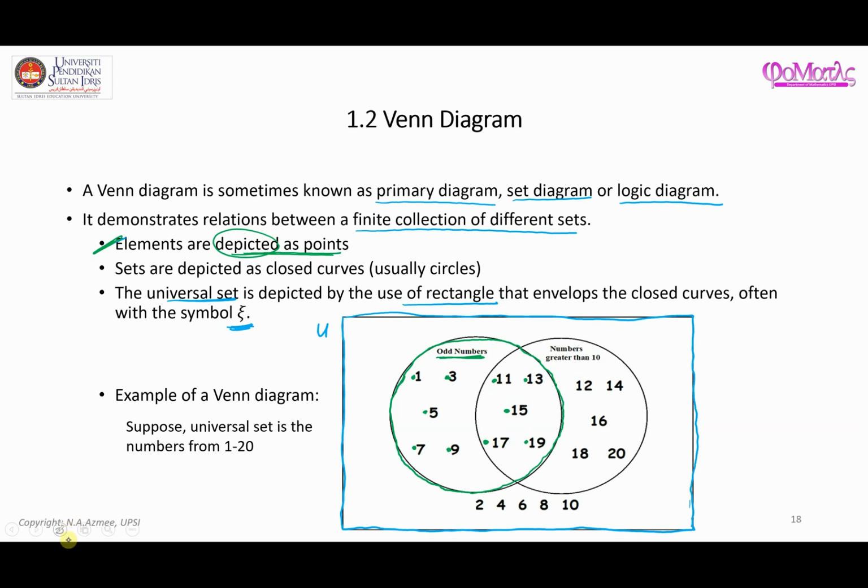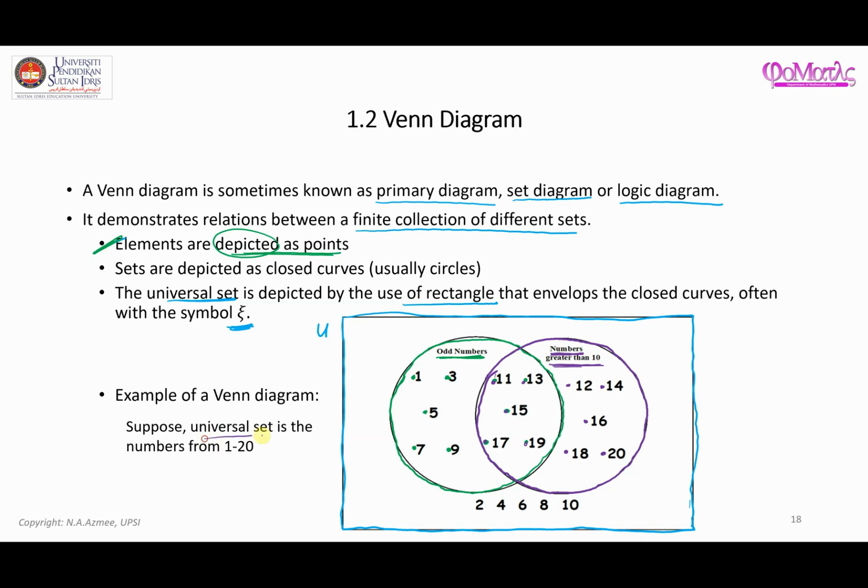Now, let's say you have another set, so another set here is another circle. So this is another set given here, and this is the set that contains numbers that are greater than 10. So we have numbers such as 11, 13, 15, 17, 19. This is 12. So these are the elements in the particular set, which is numbers that are greater than 10.